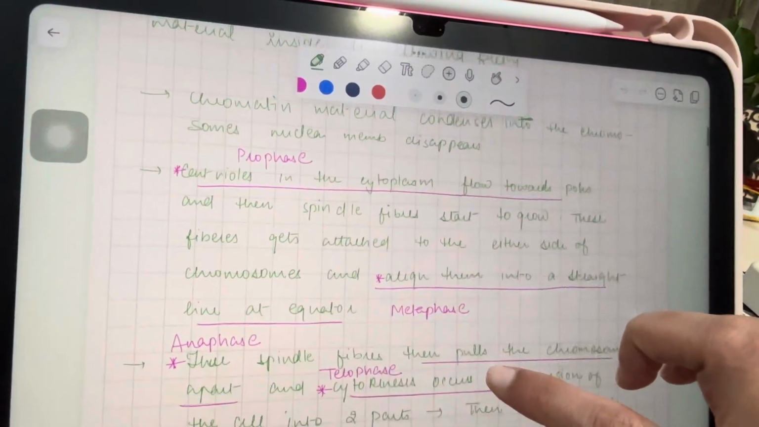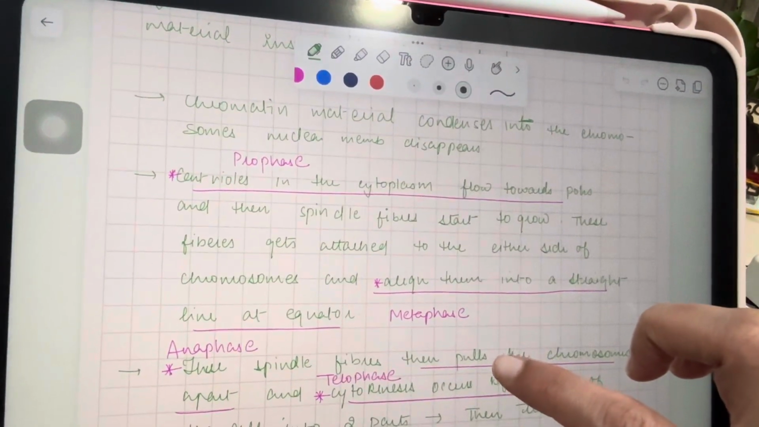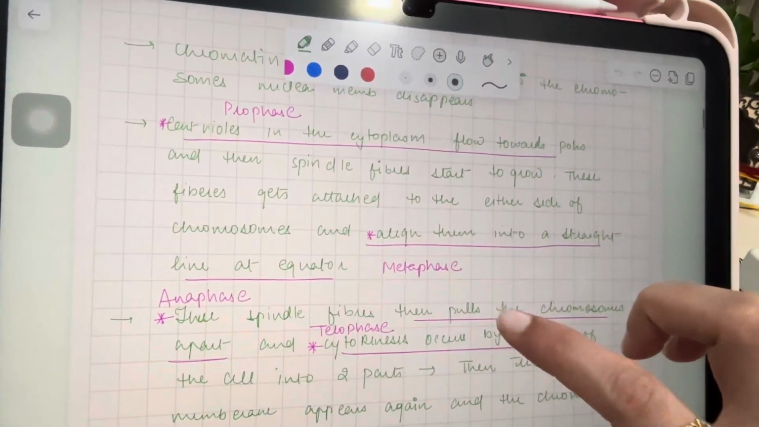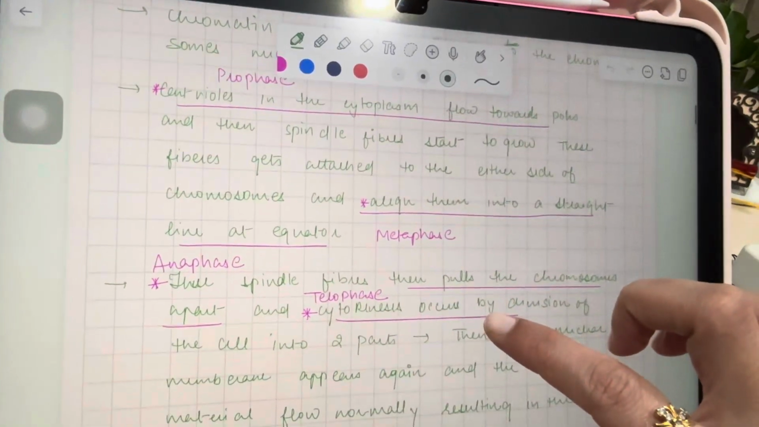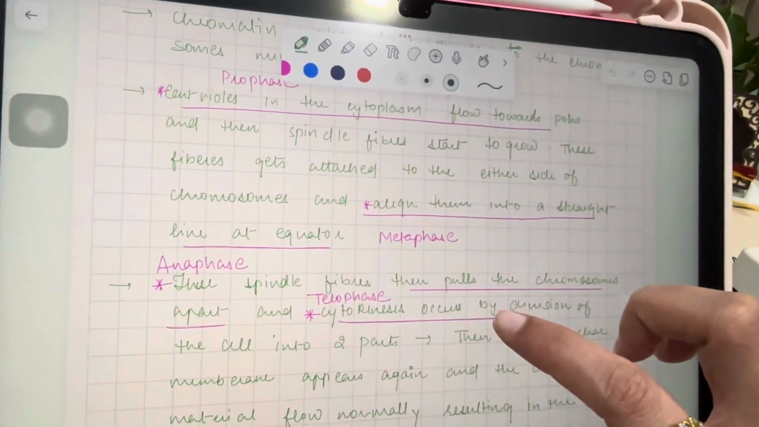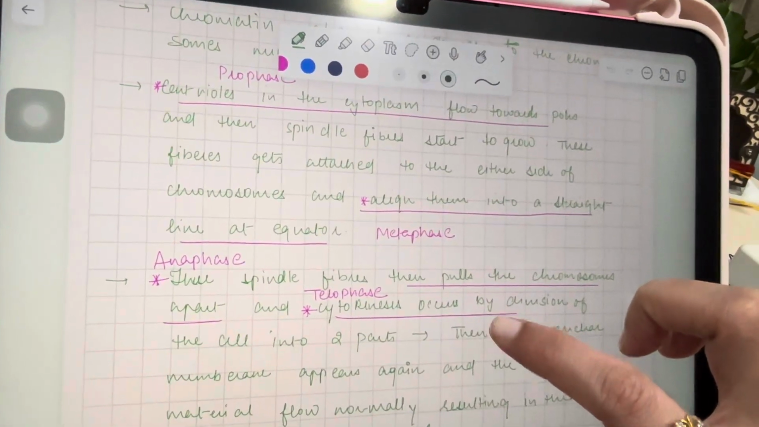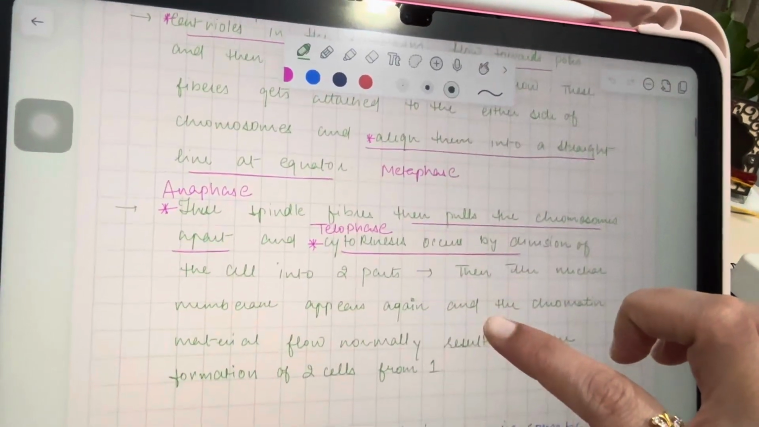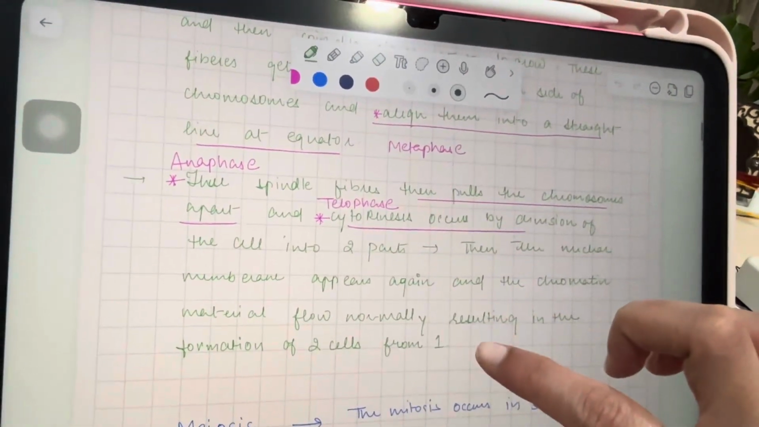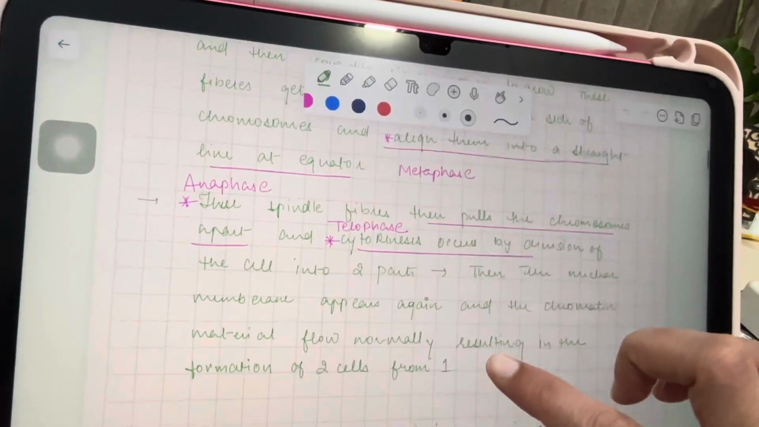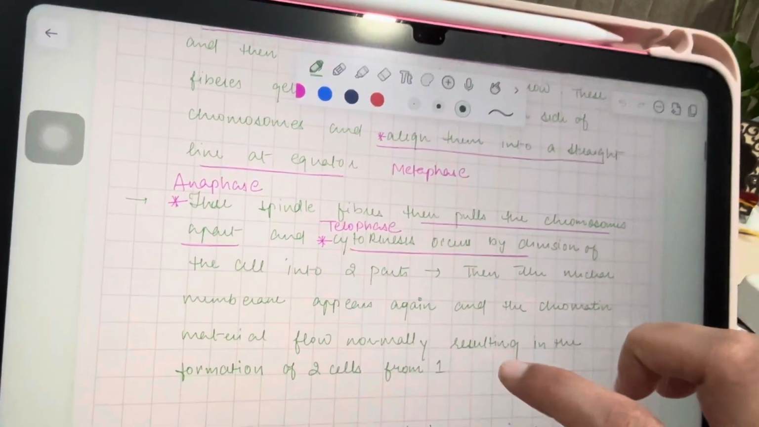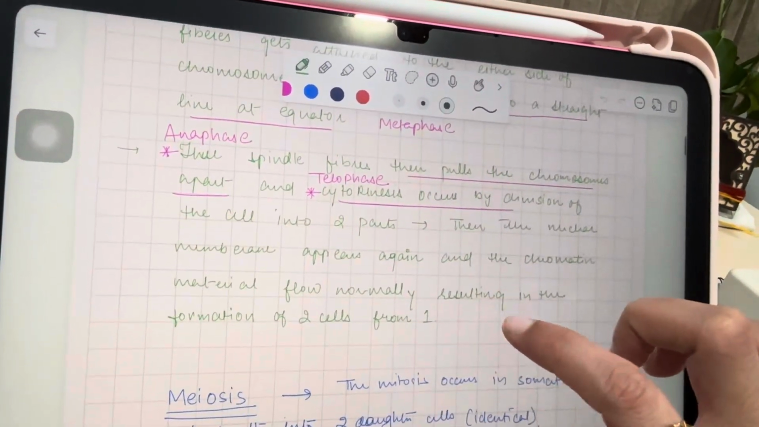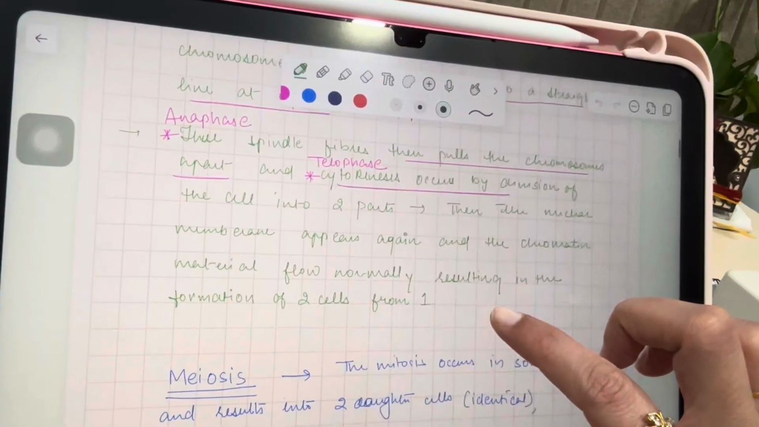During the prophase, the centrioles in the cytoplasm flow towards the poles, and then the spindle fibers start to grow. These fibers get attached to either side of the chromosome, which forms the second stage, metaphase. The alignment into a straight line at the equator happens. Then comes the anaphase, in which the spindle fibers pull the chromosomes apart from each other. And then comes the telophase, where cytokinesis occurs by the division of the cell into 2 parts.